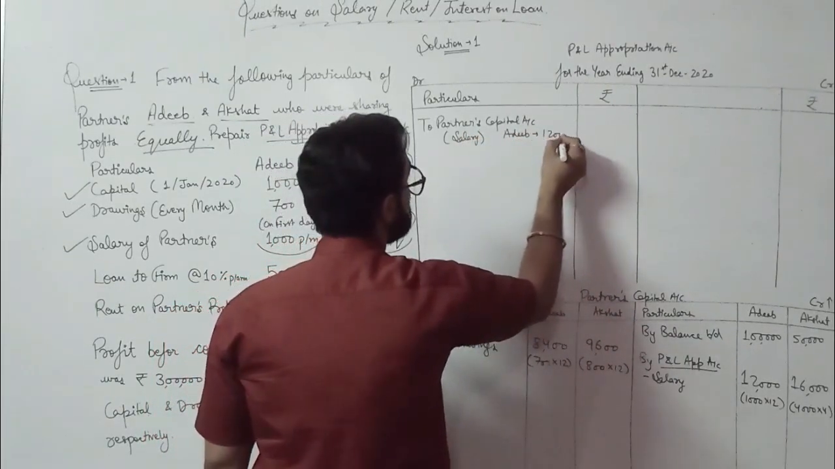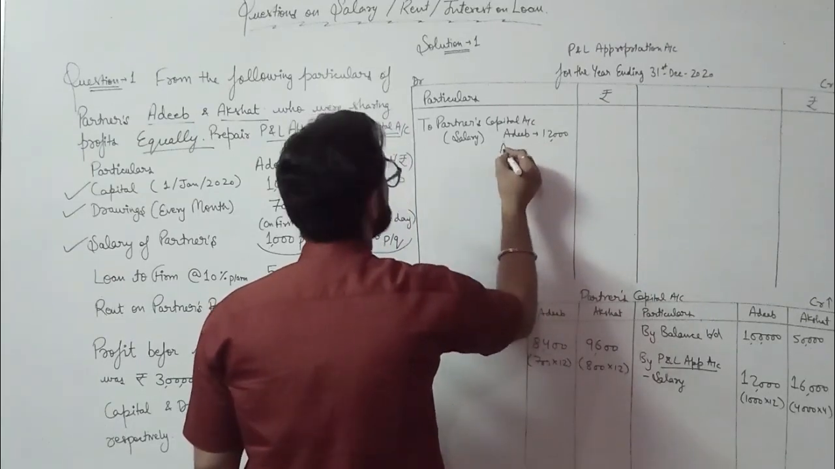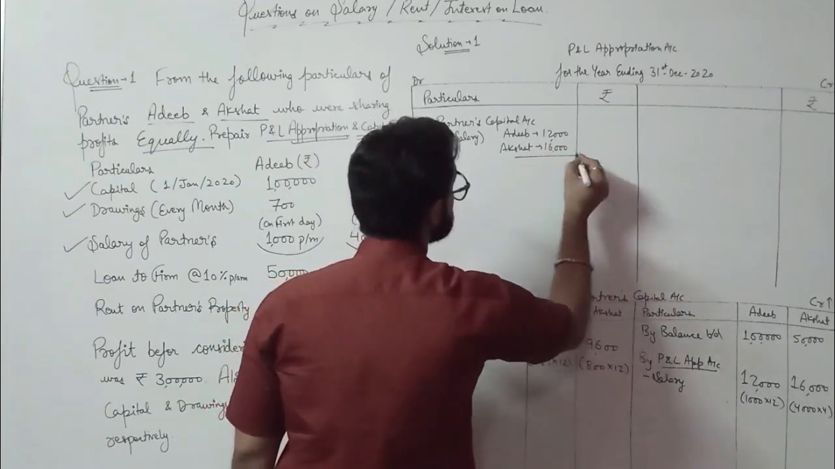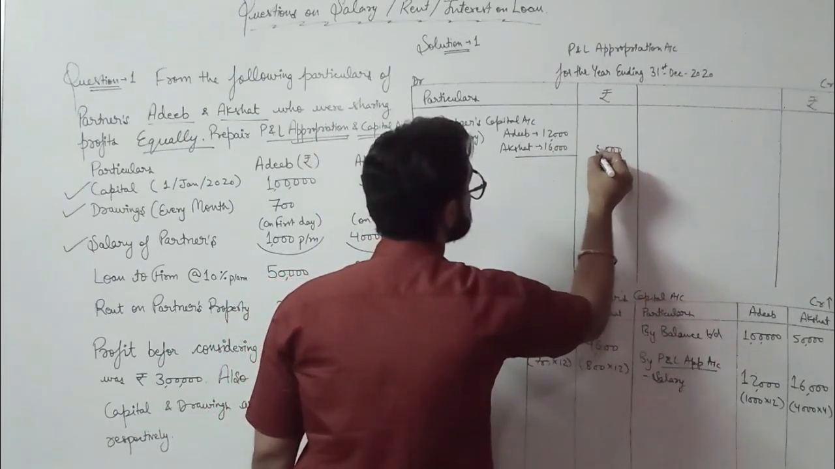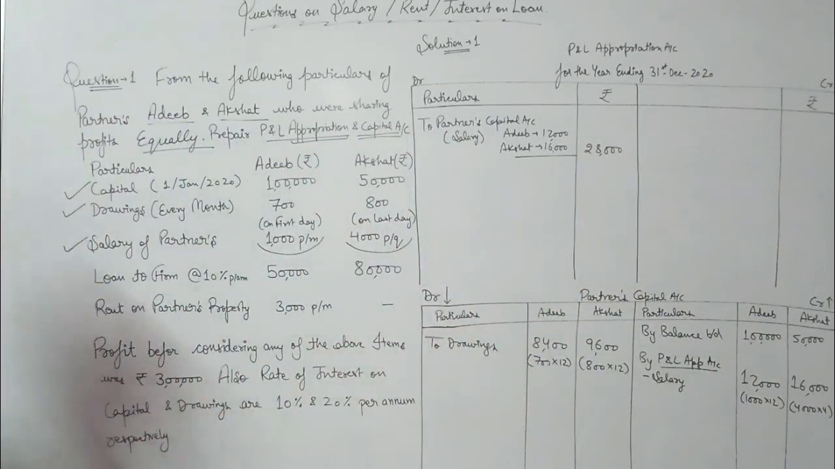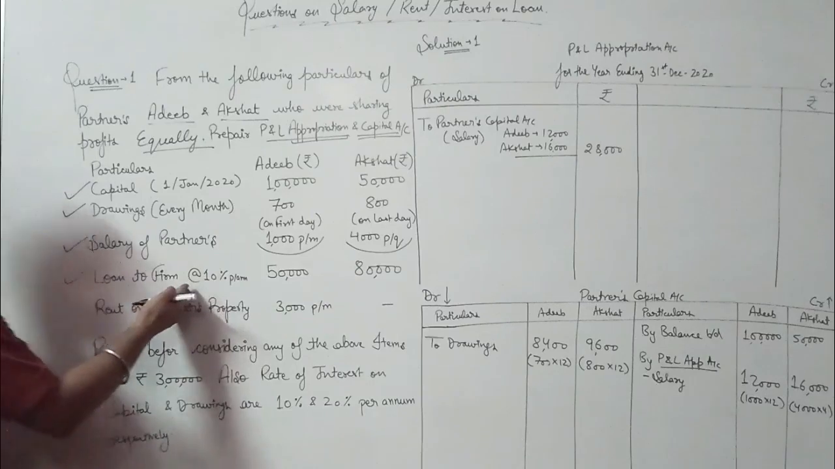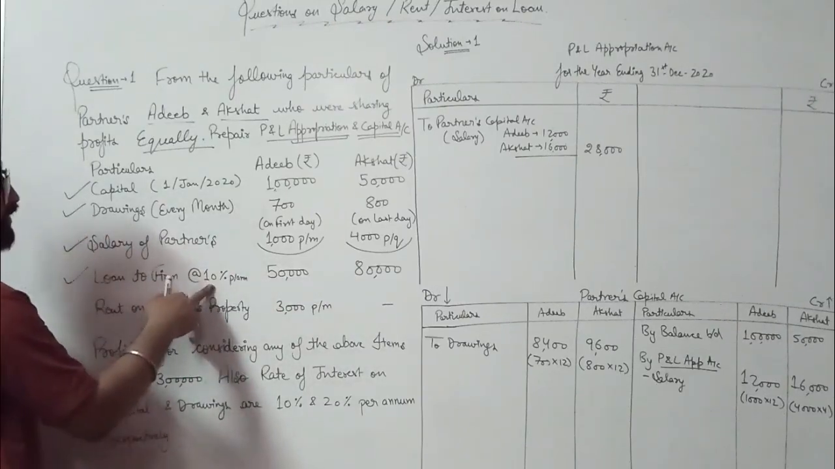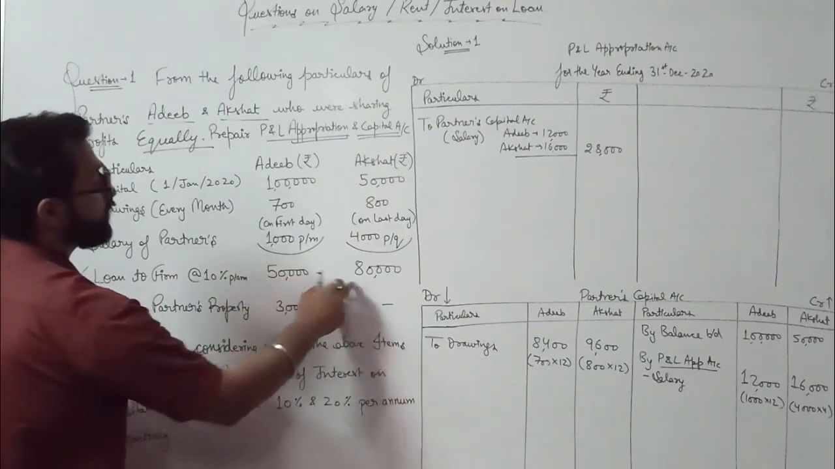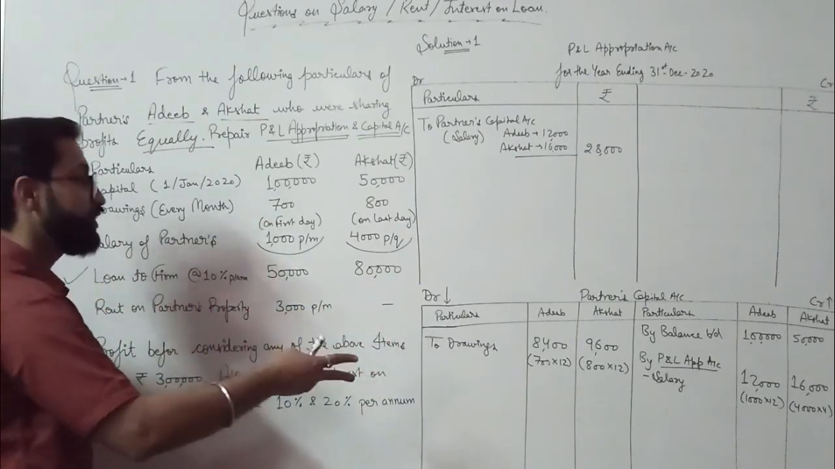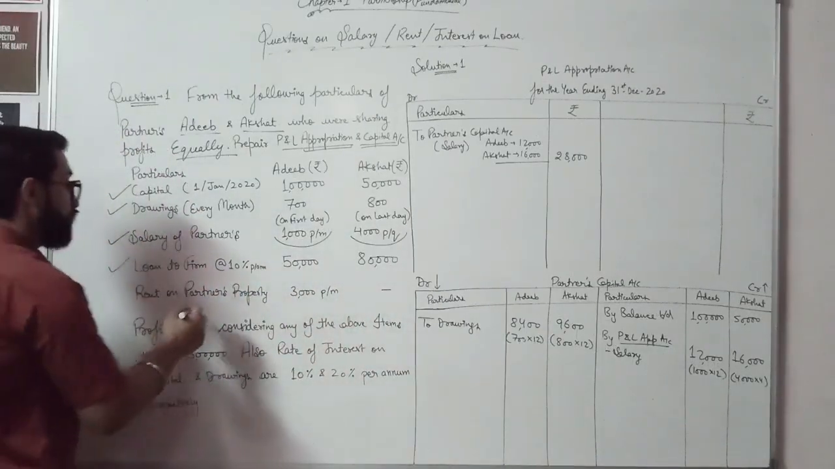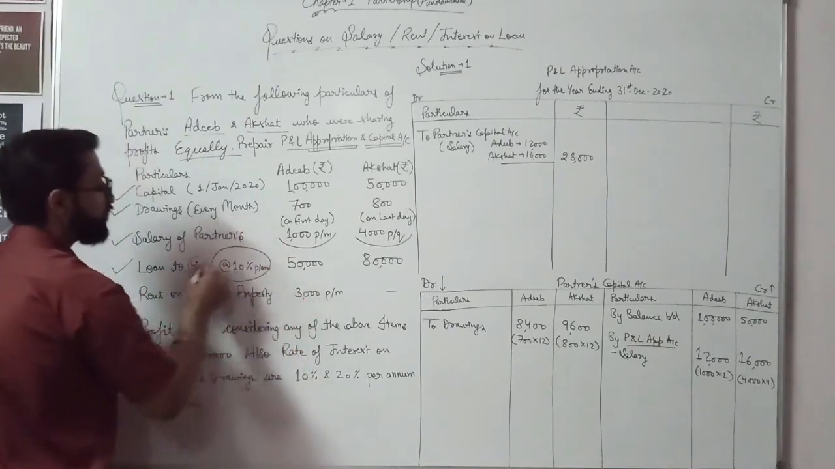Adeep 12,000 and Akshat 16,000, which totaled to 28,000. Okay. Now next item, loan to firm at the rate of 10% per annum, 50,000 and 80,000. These loans will be shown in balance sheet. We don't have to prepare balance sheet in this question. There is an interest of 10%.